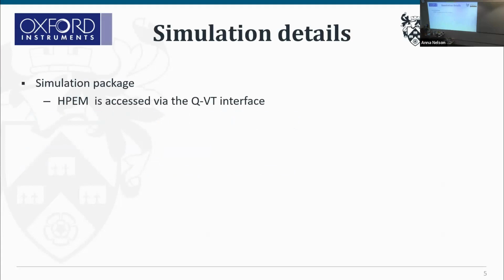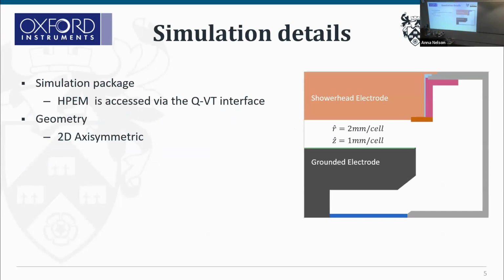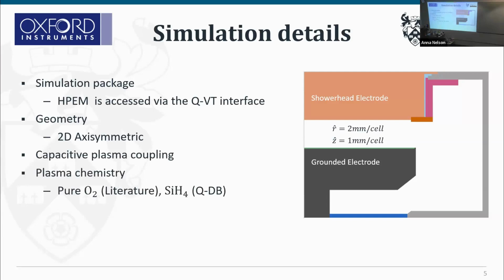The simulations are carried out using the Hybrid Plasma Equipment Model, HPEM, which is accessed using the Quantemol Virtual Tool interface. The simulation geometry that we consider is an axisymmetric geometry, which appears to be something like this. We have a shower head electrode, we have a grounded electrode, and we frame this geometry inside this HPEM package to replicate the plasma processing tool. We consider the capacitive plasma coupling between the respective electrodes. And we perform the simulation for two cases.